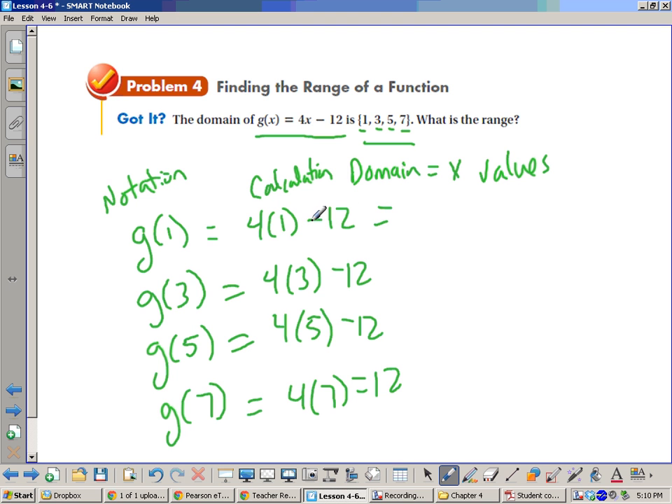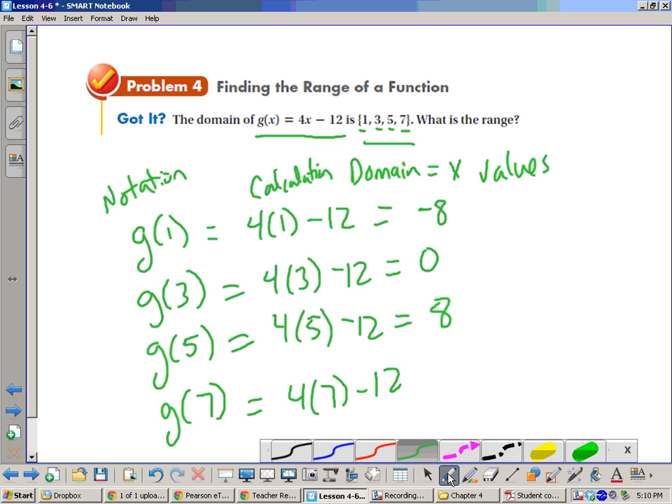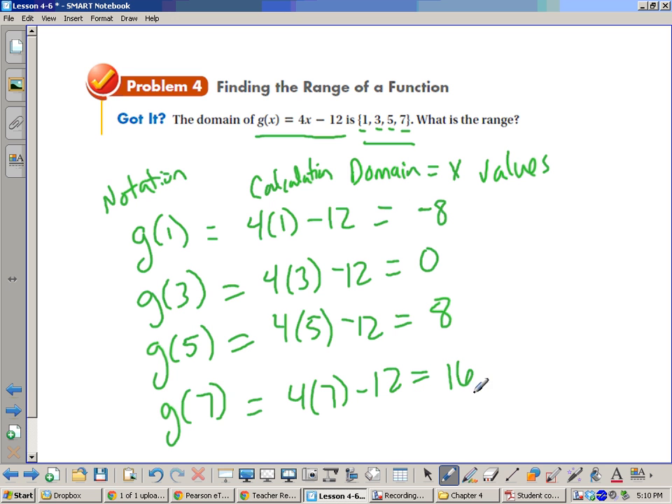So we would do 4 times 1 and subtract 12 from that, and we get -8. Then we do 4 times 3, which is 12, minus 12, which is 0. 4 times 5, which is 20, minus 12 will give us 8. And then our last one is 4 times 7, which is 28, and we subtract 12. I should erase my extra little line here. That's not equals. And this last one will be 16.